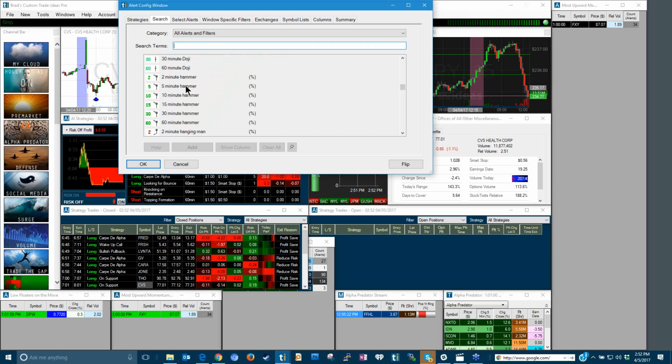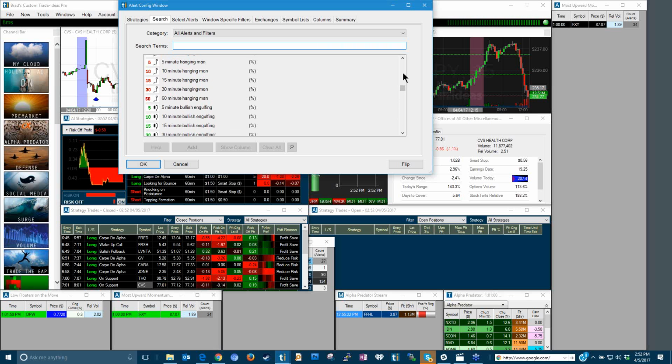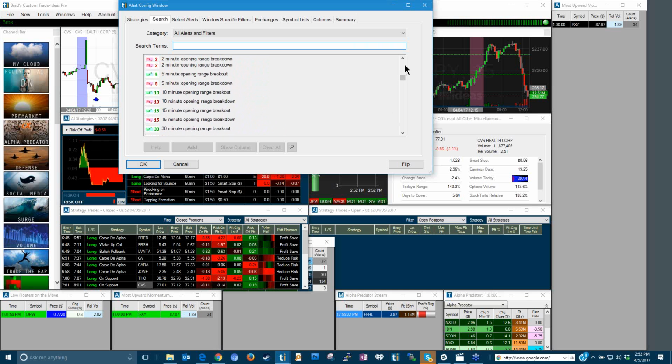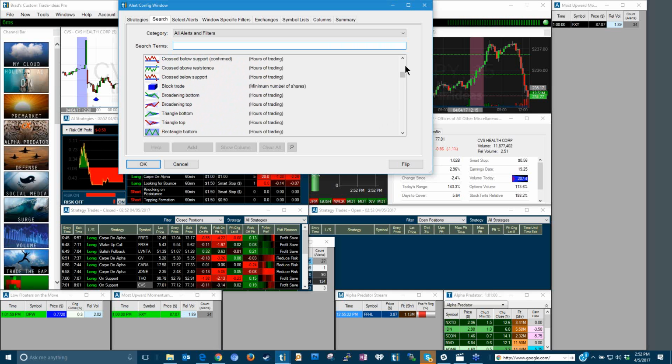So pattern recognition from a candle perspective, we can look at different candle types: bullish engulfing, bearish engulfing, piercing. So that's single candles, but then we also have some geometric patterns. Let me scroll up a little bit here. Right here: broadening bottom, broadening top, triangle bottom, double bottom, double top, head and shoulders. So I would consider those some of our pattern recognition alerts.